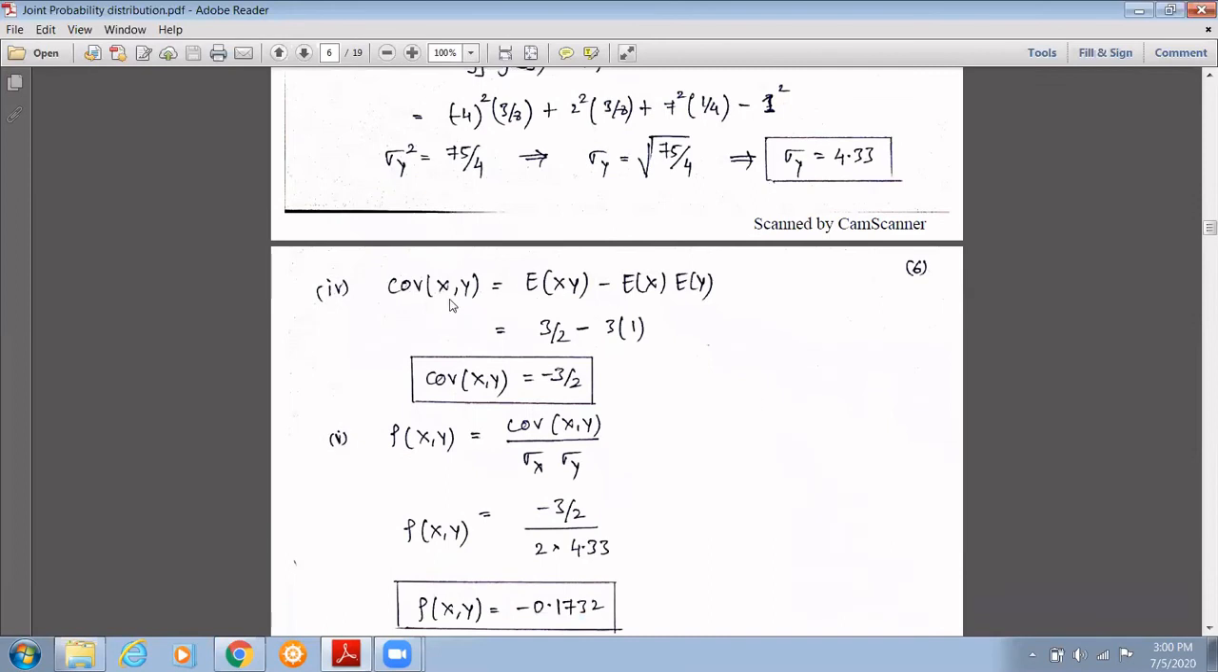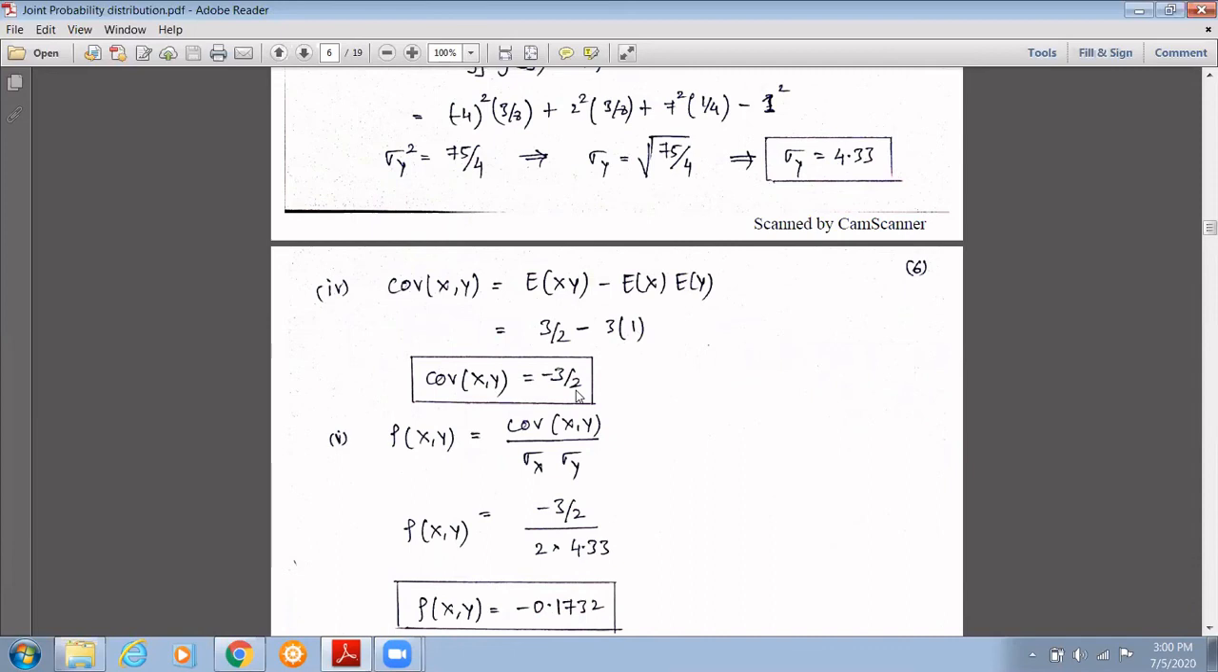Next is the covariance we need to find. The covariance of x comma y is given by expectation of x into y minus expectation of x into expectation of y. Expectation of x into y is found to be 3 by 2 minus expectation of x is 3, expectation of y is 1. So the covariance of x comma y is equal to minus 3 by 2.